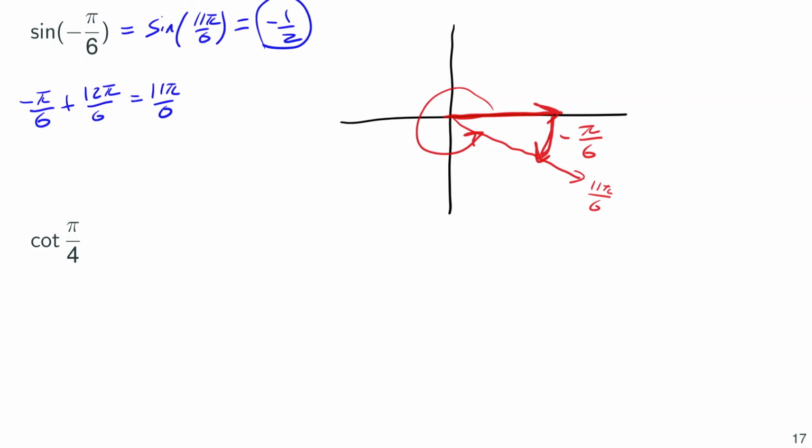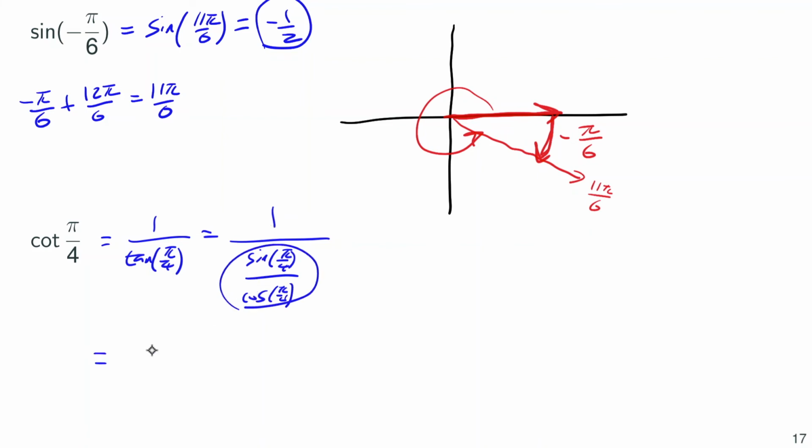Cotangent of pi over 4. Cotangent is the same as 1 over tangent. So 1 over tangent of pi over 4. And tangent is the same as sine pi over 4 over cosine pi over 4. And we can rewrite this again. Dividing by a fraction is the same thing as multiplying by the reciprocal. So we can do 1 times cosine of pi over 4 over sine of pi over 4.